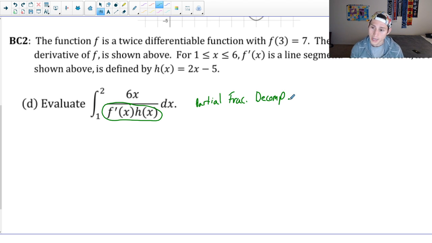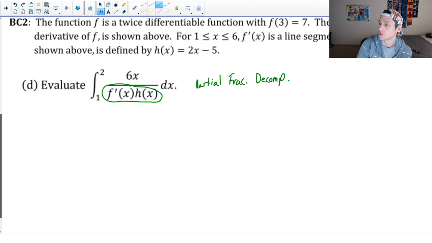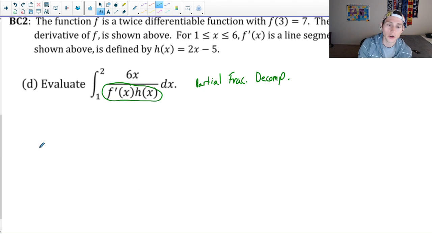Remember, partial fraction decomposition takes stuff in the denominator when there are multiple things being multiplied in the denominator, and it splits it up into fractions where there's only one piece in each denominator. And that makes it a lot easier for us to integrate. So I think I'm going to need to split this up using partial fraction decomposition. Okay, so let me first do that. Before I even worry about the integration part, I'm just going to use partial fraction decomposition.